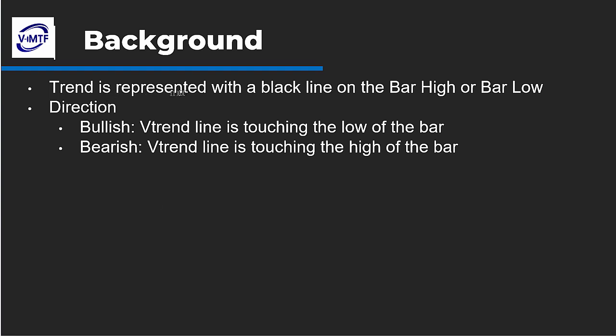The trend is going to be represented with a black line that's touching either the bar high or the bar low of the current bar. If the vTrend line is touching the low of the bar, that means the trend is bullish. If the vTrend is touching the high of the bar, that means the trend is bearish.